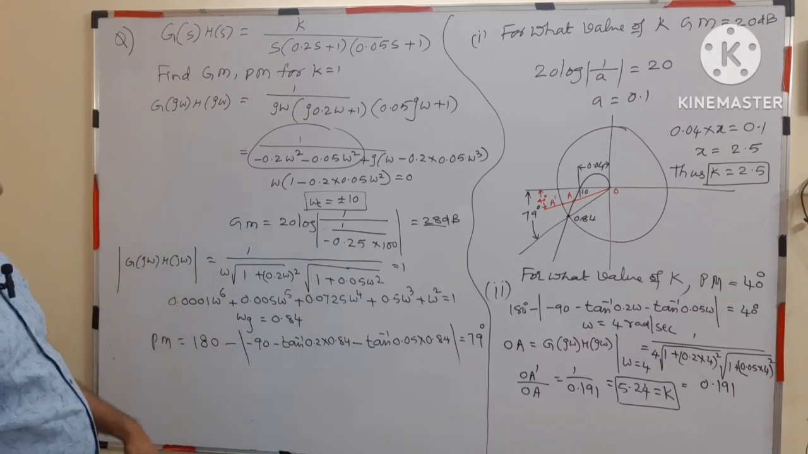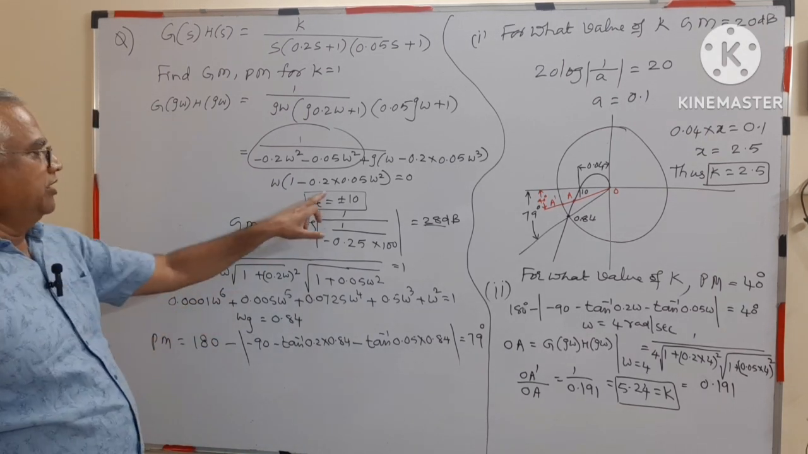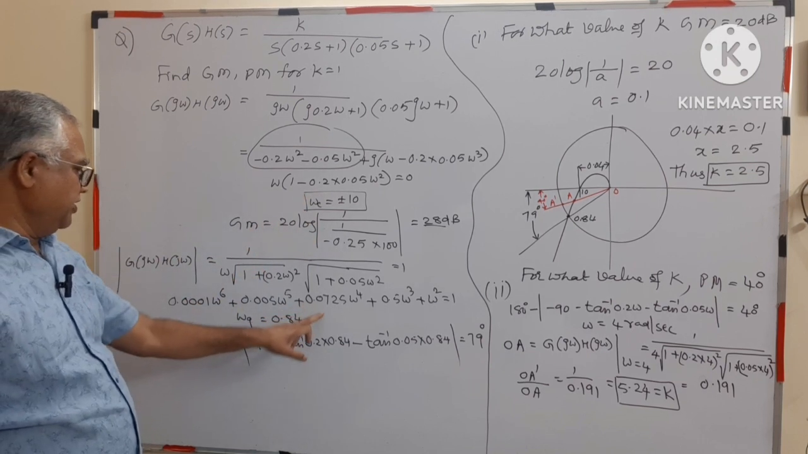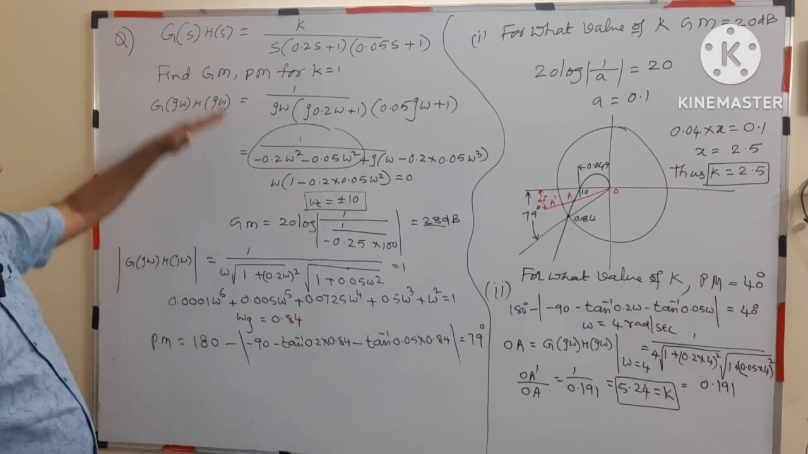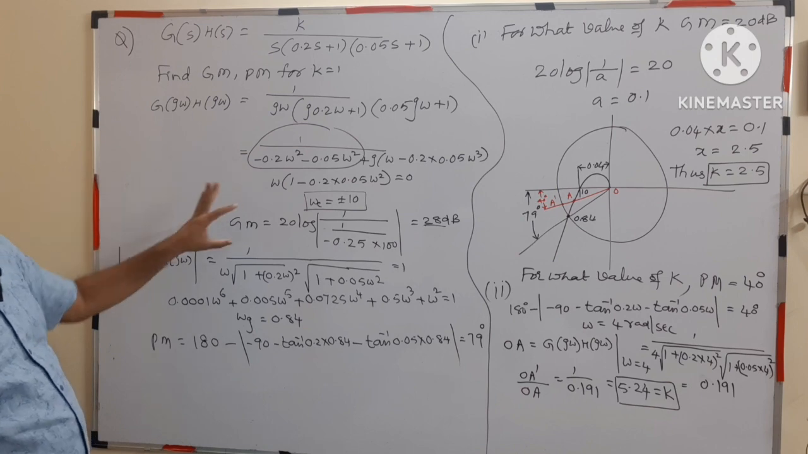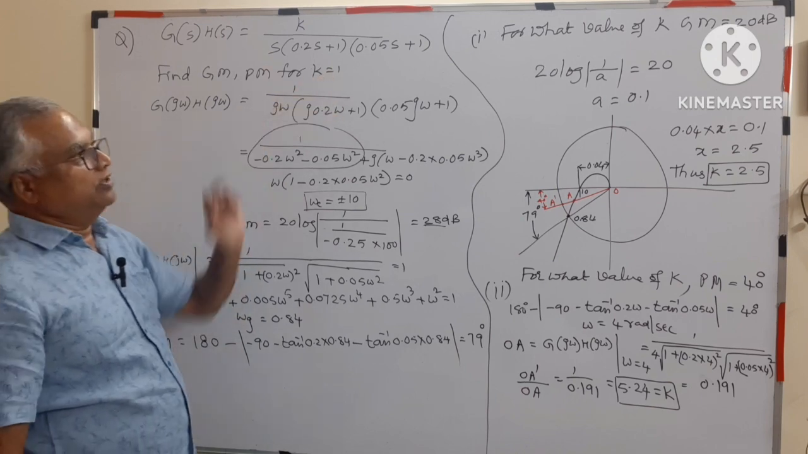So it's a normal procedure. How to find omega c, gain margin. How to find omega g, then phase margin. This is a standard question: how to find gain margin, phase margin with k equal to 1.